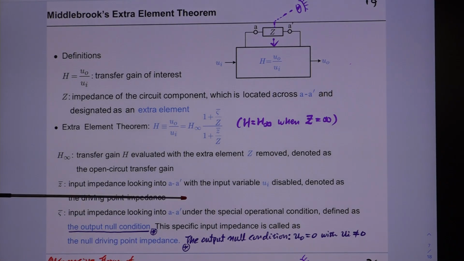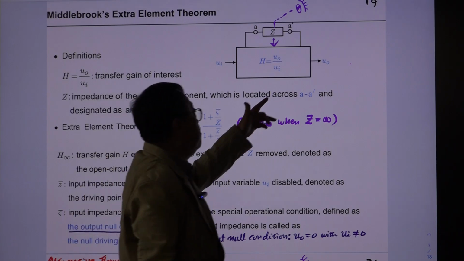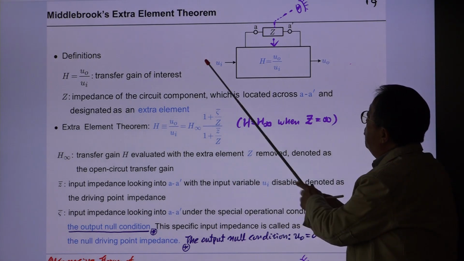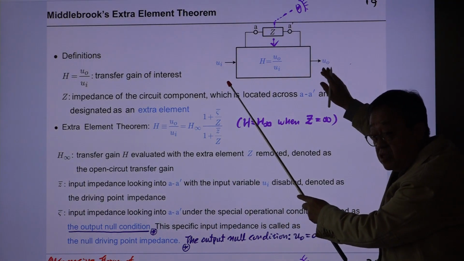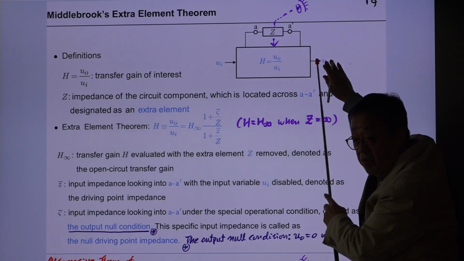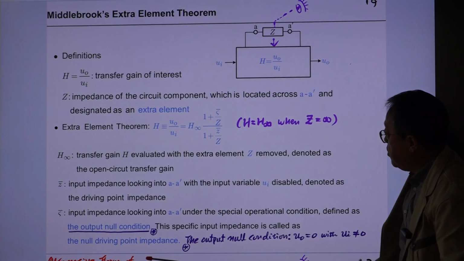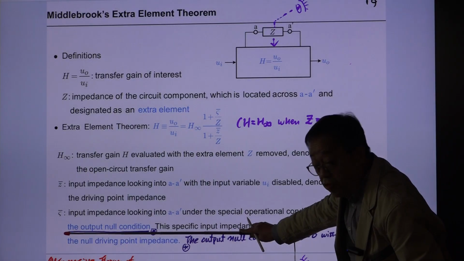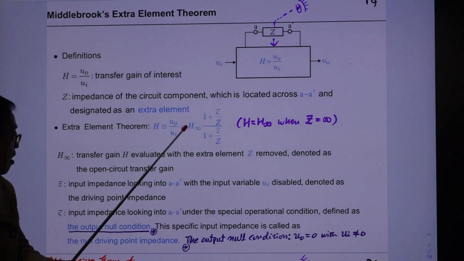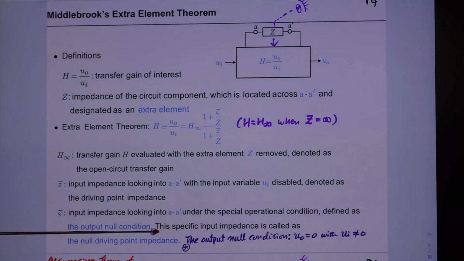Okay. And another one is a very tricky one. People call it null driving point impedance. Assume somehow this output is reduced to 0. This is the 0. This input is not 0. This is a very strange situation. There is an input, but this output is 0. Okay? Very special condition. This condition is the output null condition. Null means 0. Okay? Null means it becomes nothing. All right? So output nullified condition or output null condition.